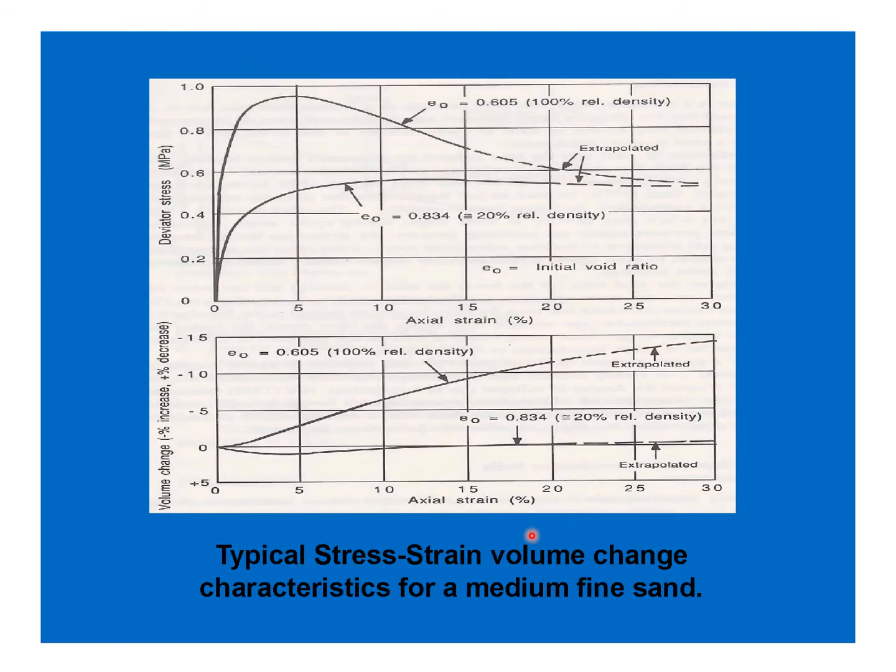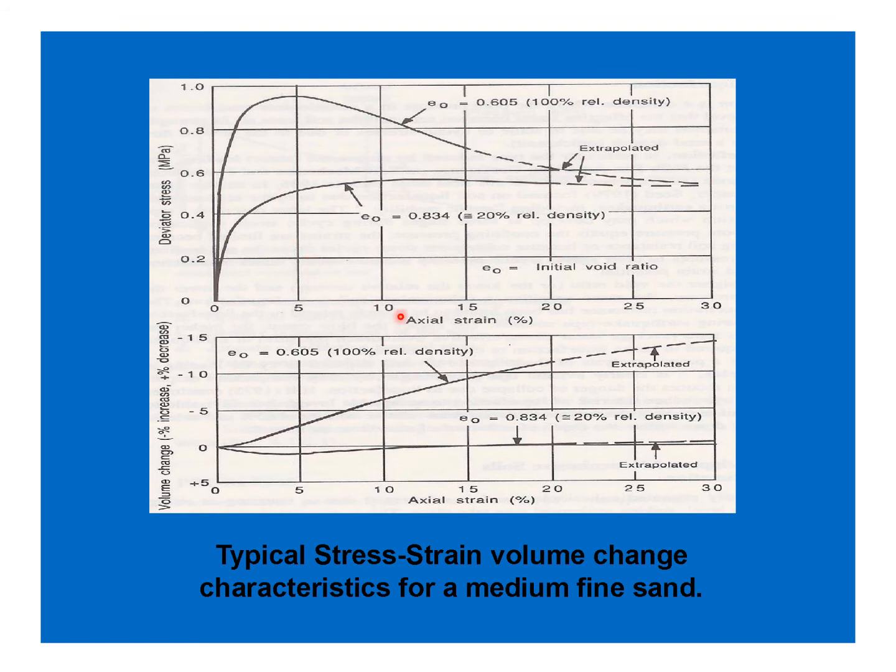Well, this slide is showing the typical stress strain volume change characteristics for a medium fine sand, and you can see here that in this case the void ratio of the soil is 0.605 and the relative density is 100%, and this one here the void ratio is 0.8, and here you can see the relative density is 20%. So this is the typical behavior.